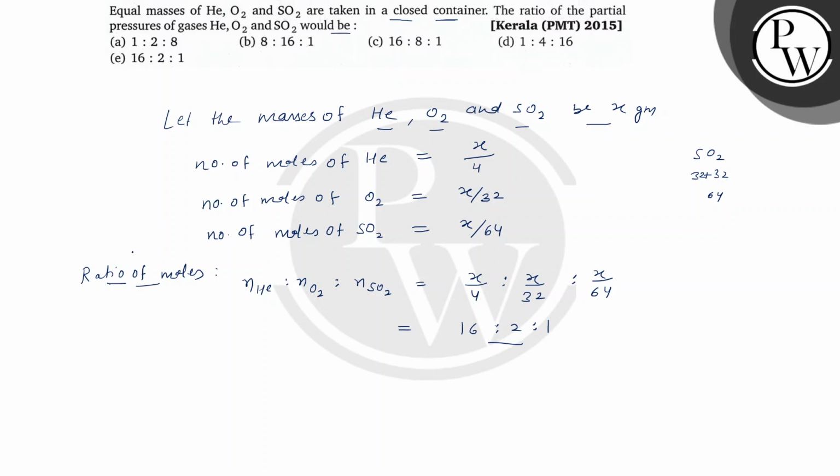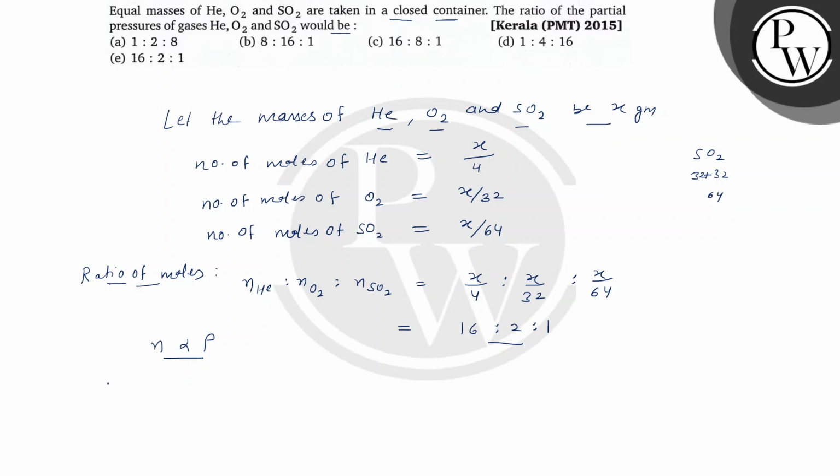Now we know that in identical conditions, number of moles is directly proportional to pressure. Number of moles किसके proportional है? Directly proportional to pressure. Now here we can say that जो moles का रेशियो होगा वही क्या हो जाएगा, पार्शियल प्रेशर का रेशियो हो जाएगा, because both are directly proportional.